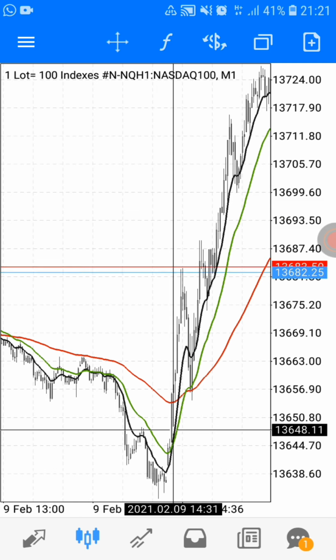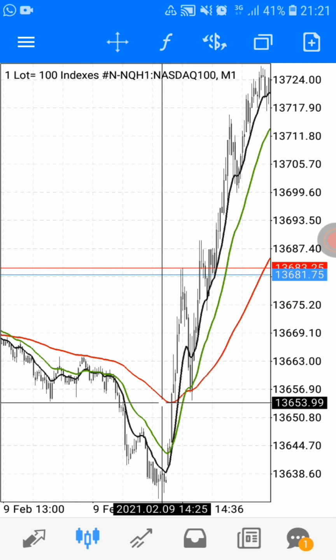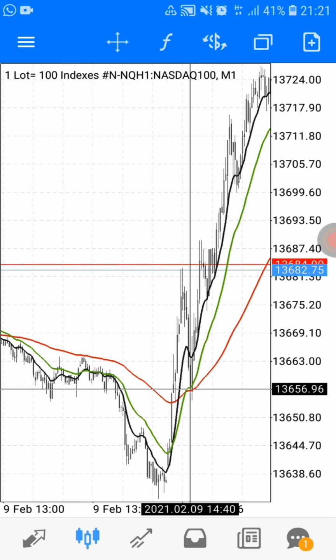buy very soon. You get a confirmation to take a buy when the red one closes with the black and the green. When these three MAs close together, that's your buy confirmation.